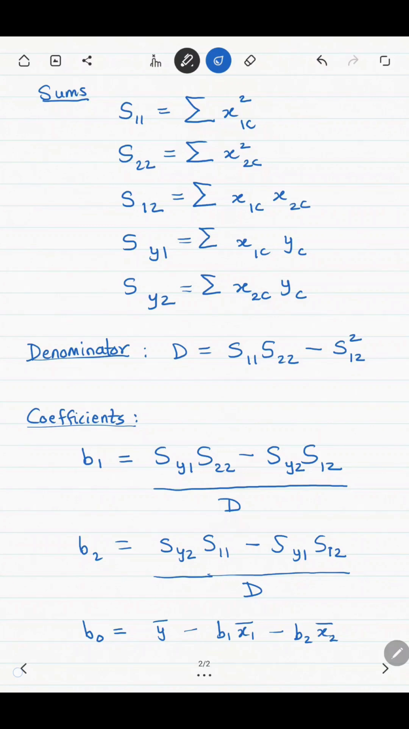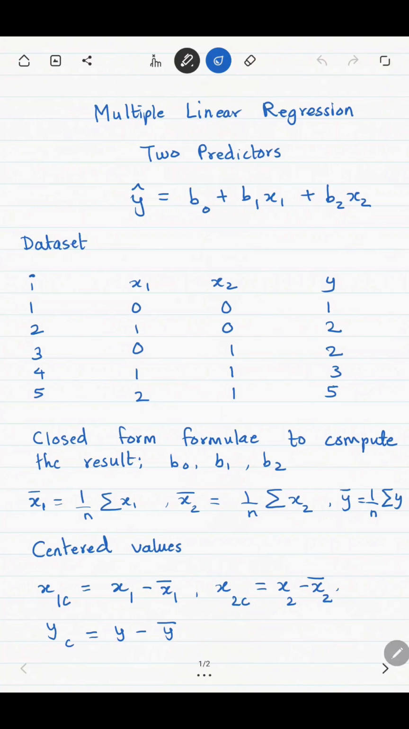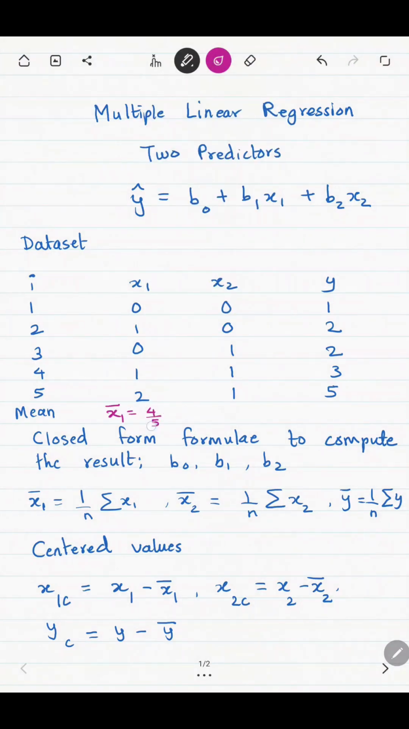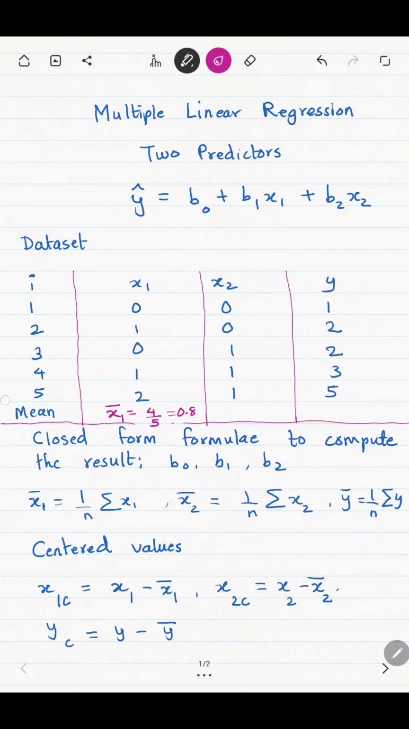Now let's actually calculate the numbers for this given example. So x1 mean is equal to 0 plus 1 plus 0 plus 1 plus 2 divided by 5, equal to 4 upon 5, which is 0.8. I recommend that you take a look at the given data, pause the video, and actually use the formula given to calculate these values, and then you can confirm your calculations with what I'm doing over here.